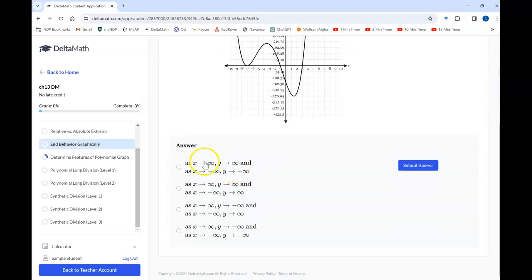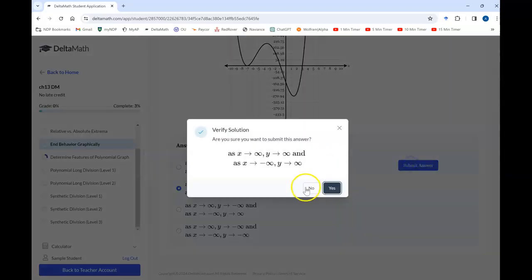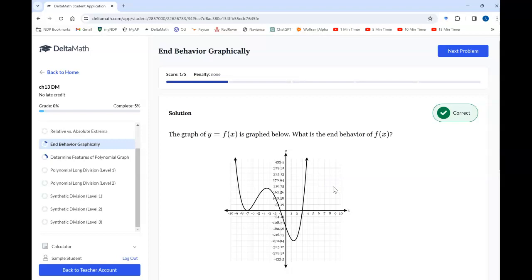So I want positive and positive, and then negative and positive. Positive, positive, negative and positive. That'll do. Done.